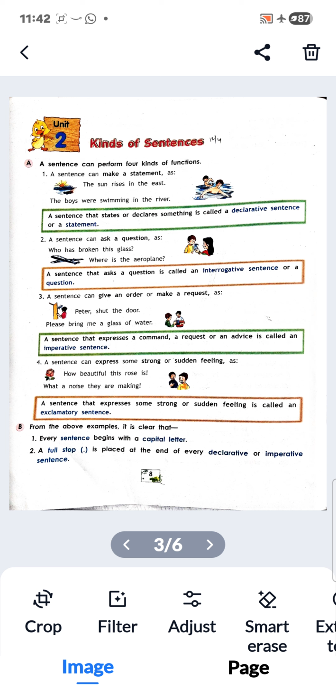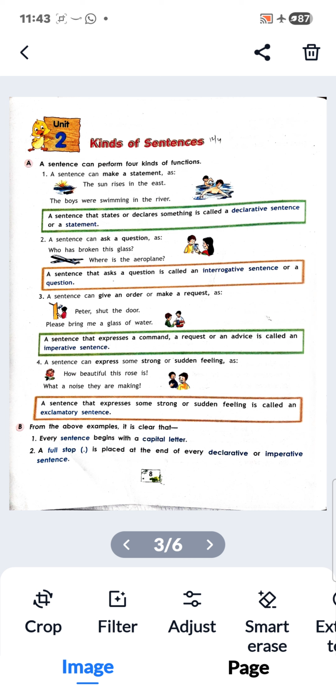A sentence that states or declares something is called a declarative sentence or a statement. Yes. For example, the sun rises in the east, the boys were swimming in the river. You can see here, the three rules are followed. The first letter is capital, all the words are arranged in proper order and it ends with a full stop. So it is a proper sentence, and the sentence which states something or declares something is known as a declarative or statement sentence. Yes.